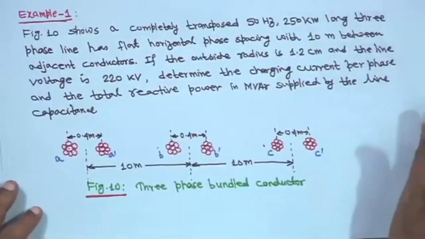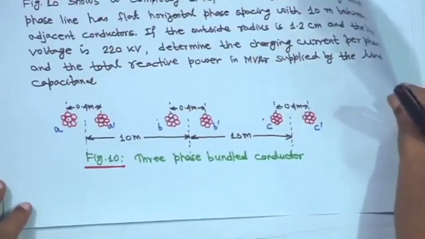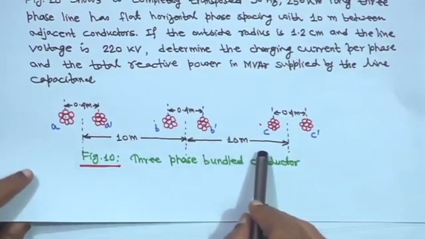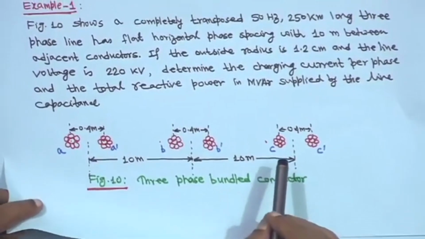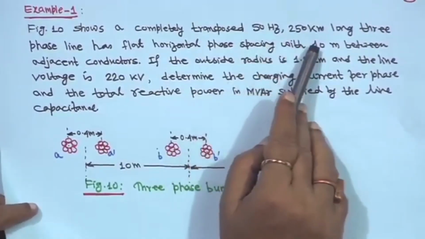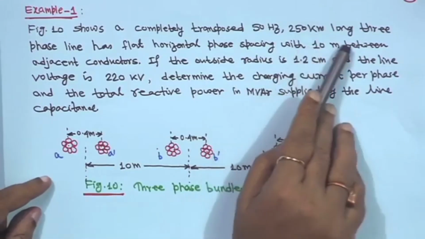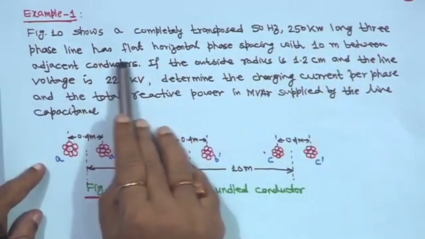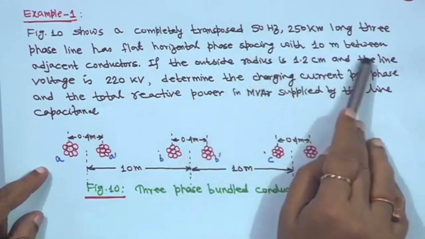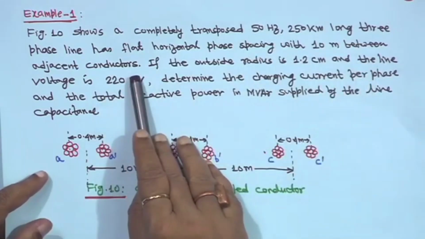Now, come to that example. This is figure 10, the 3 phase bundle conductors. Figure 10 shows a completely transposed 50 hertz, 250 kilometer long 3 phase line with flat horizontal phase spacing, with 10 meter between adjacent conductors.